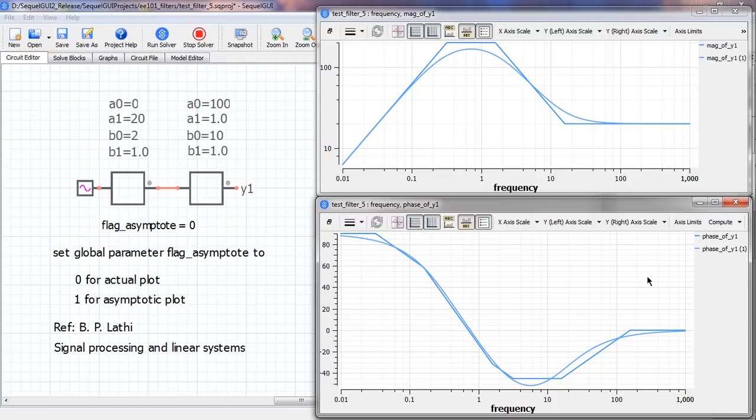And this is a very good example for you to practice. So take down all these details, the A0, A1, B0, B1 parameters for each of these elements. Work out what the magnitude Bode approximation should look like, also the phase Bode approximation, and check whether you are actually getting these results or not. The circuit file is right here, test_filter_5.